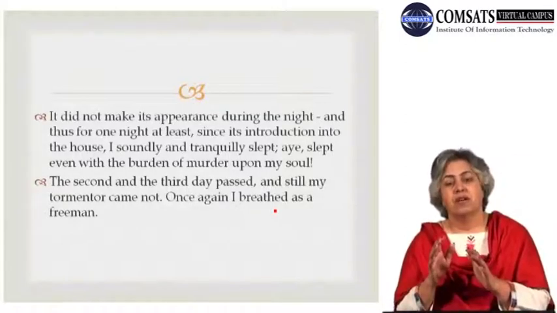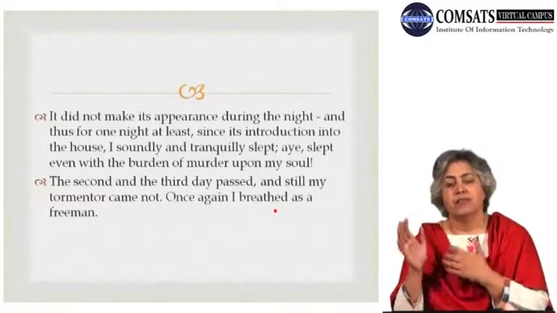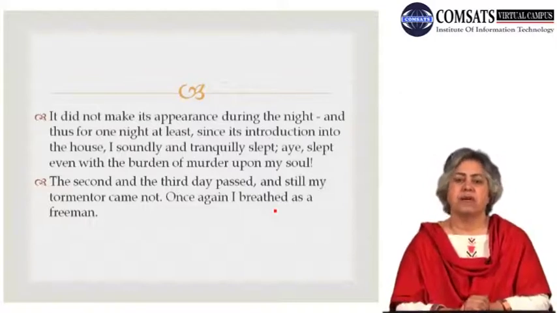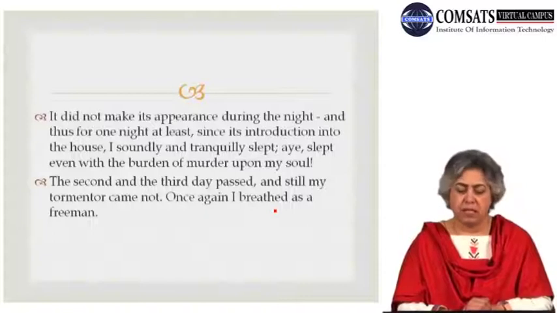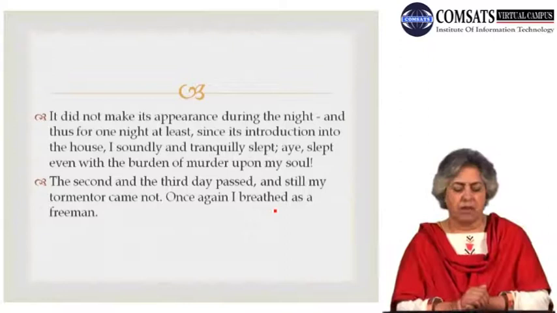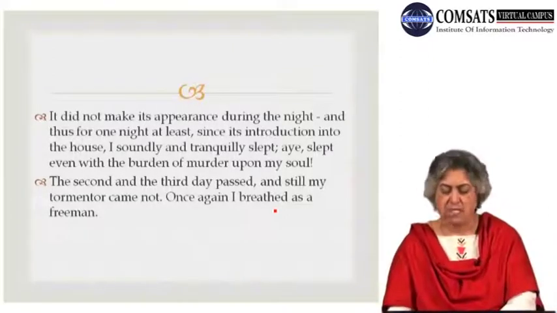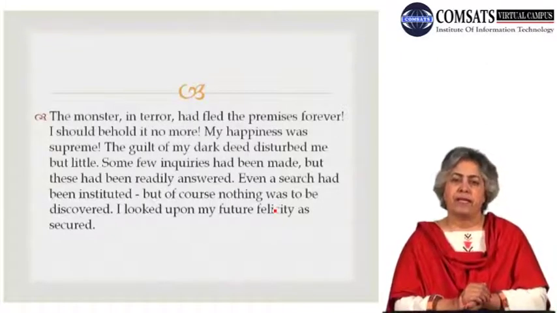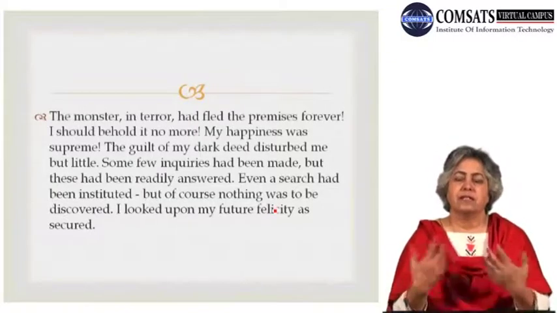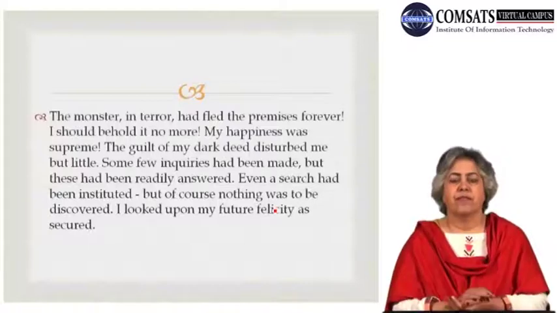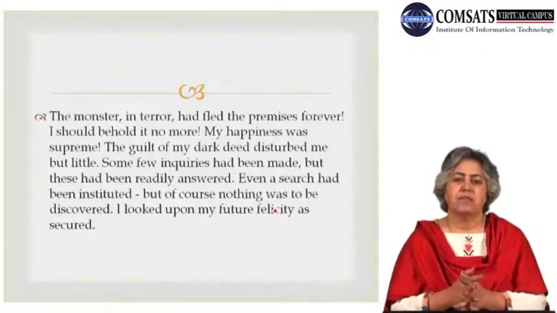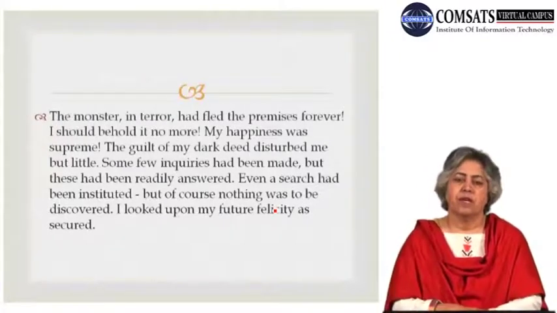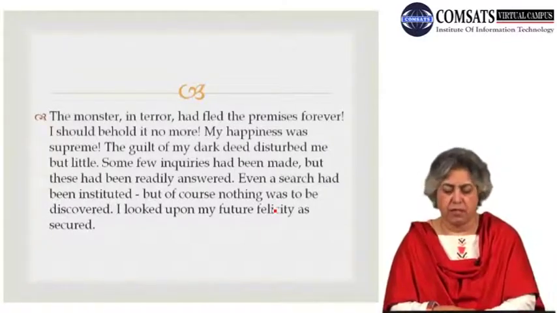Now he doesn't talk about going to sleep with a murdered wife that he has walled up, but he talks even now about the cat. His thoughts are preoccupied with the cat, which does not make an appearance in the night, and so he sleeps very calmly, very peacefully. The second and the third day passed, and still this cat does not make an appearance. So he thinks that the cat has run away and he is a free man and he can breathe in peace. So thinking that the monster had gone forever, he thinks that he can now rest in peace because he's not going to be bothered by the cat anymore, and he thinks that his future is secured because he doesn't have to worry about anything.